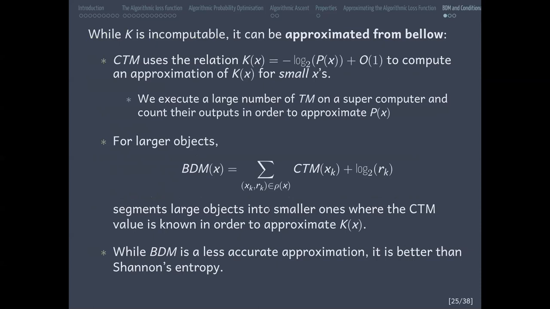Okay, so the only issue we have is the incomputability of K, of algorithmic complexity. As we know, the algorithmic complexity can be approximated from below. For this, we have the CTM and BDM. However, for our purpose, we're going to need conditional versions of these two algorithms.